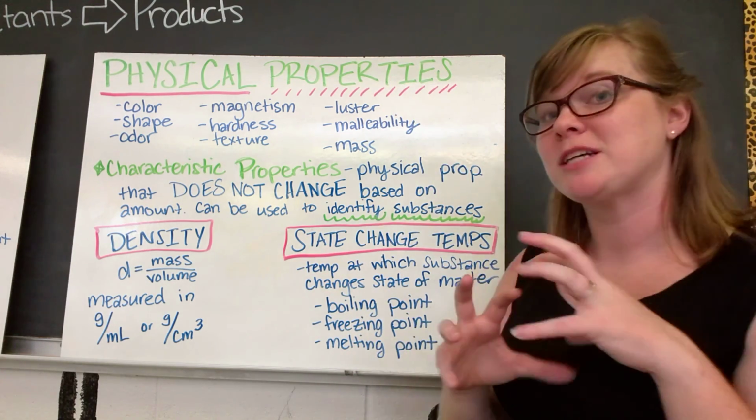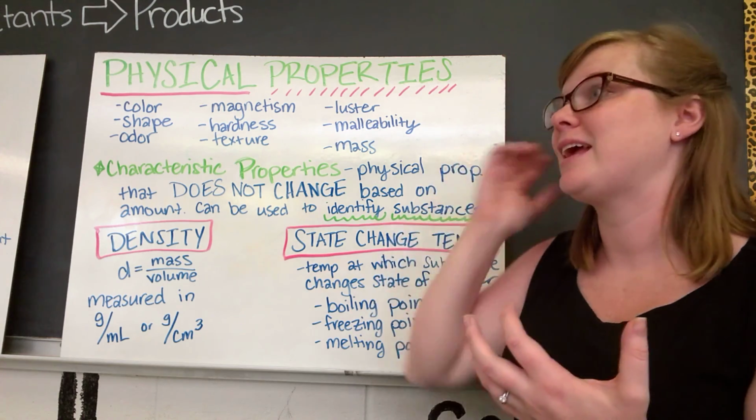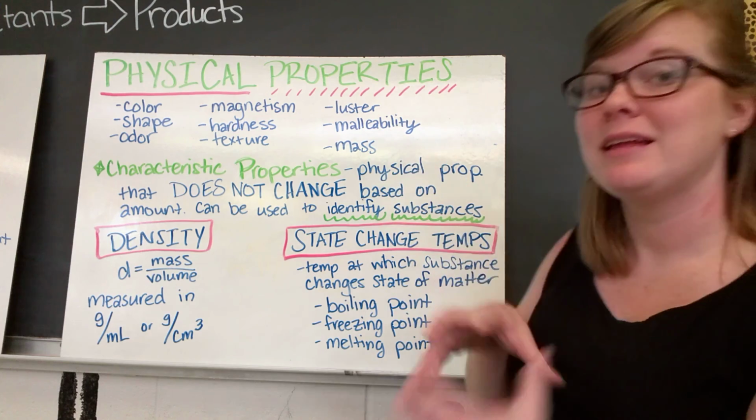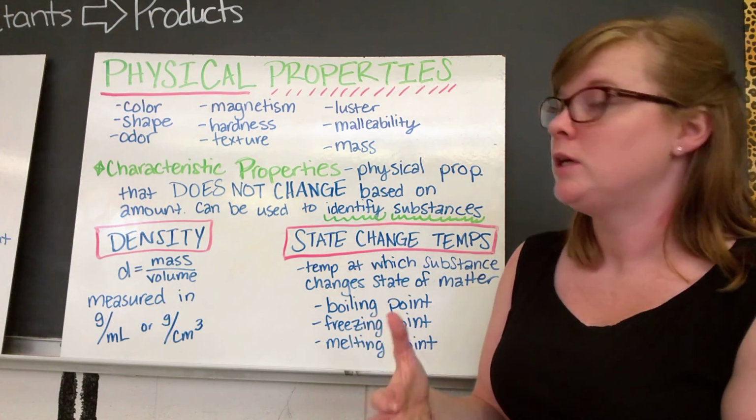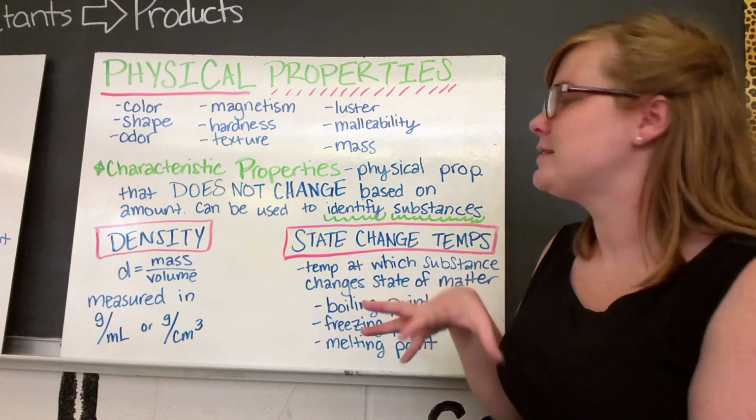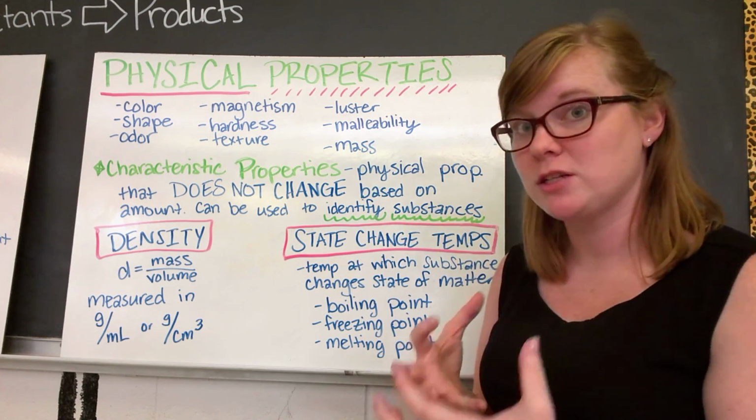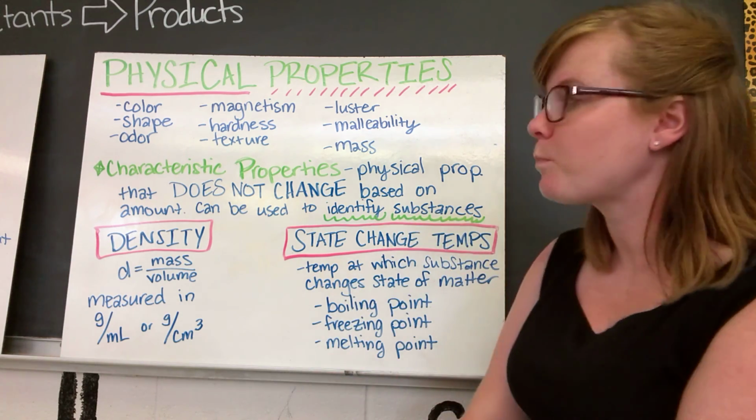Luster, this is an object's ability to reflect light. So if something is shiny, it has a high luster. It is very lustrous. All right, malleability is how easily something is shaped or formed. So think Play-Doh. And then mass is the amount of material inside of an object. So an object's mass is how much stuff is inside it.